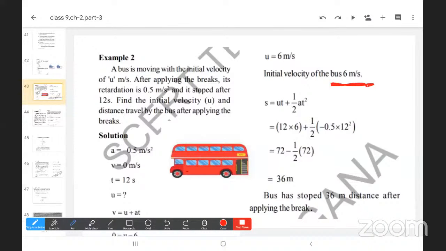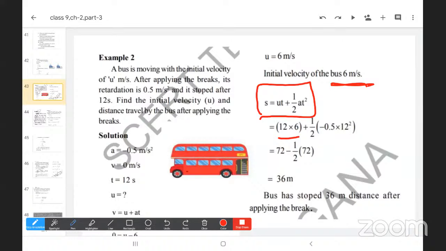Now we need to find the distance traveled by the bus after applying the brakes. For that we have to use this formula, s equals ut plus half at square, right? Here we don't know s, the distance traveled by the bus, so we can take that as it is. Here we know u equals 6 and t equals 12. So here 12 into 6 plus half a t square, so it's minus 0.5 into 12 square, right?